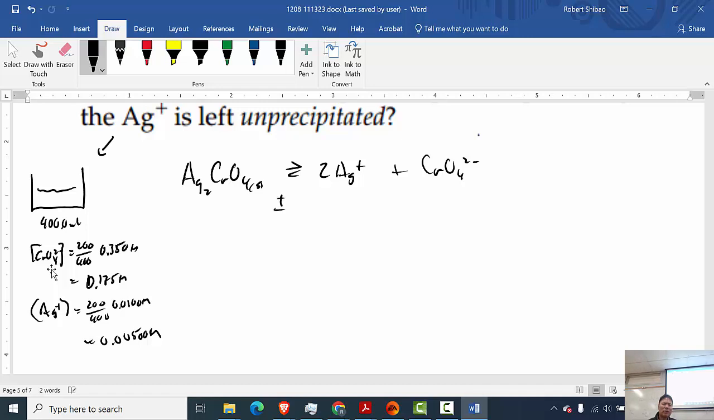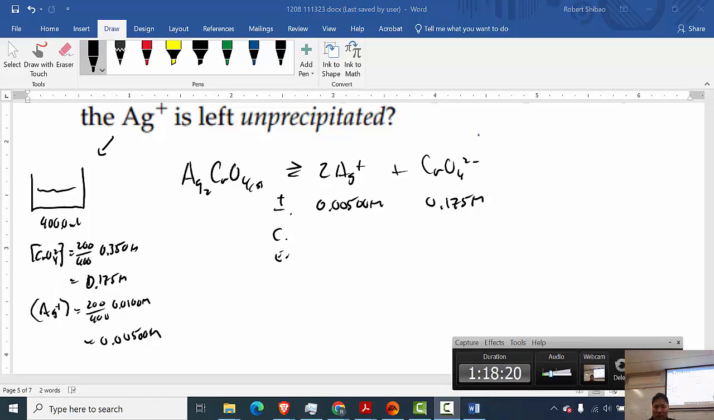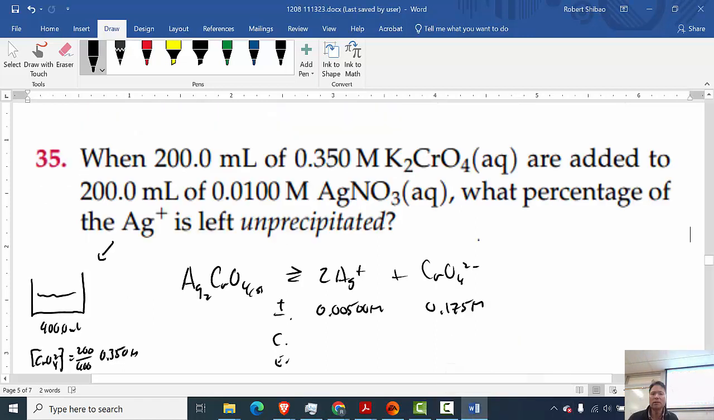Silver chromate is a solid, so I'm going to skip that. Just look at the solutions. So the initial silver ion concentration is 0.00500 molar, and the chromate ion concentration is 0.175 molar. So I could go with this, or I could figure out maybe resetting or something like that. So why don't you try to finish solving this problem? See what you come up with.